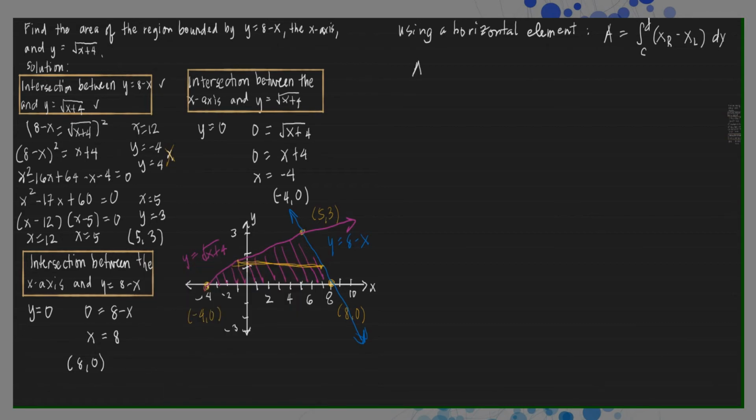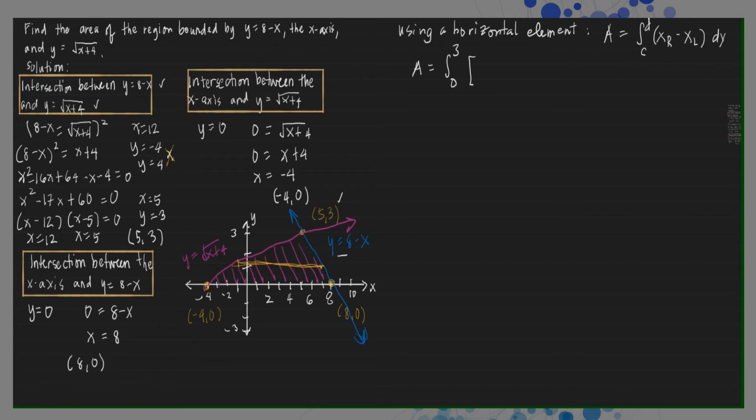So A will be equal to... the lowest y-coordinate of the region is 0, and the highest y-coordinate of the region is 3, coming from the point (5, 3). Now, we set up our equation by identifying what x right is.